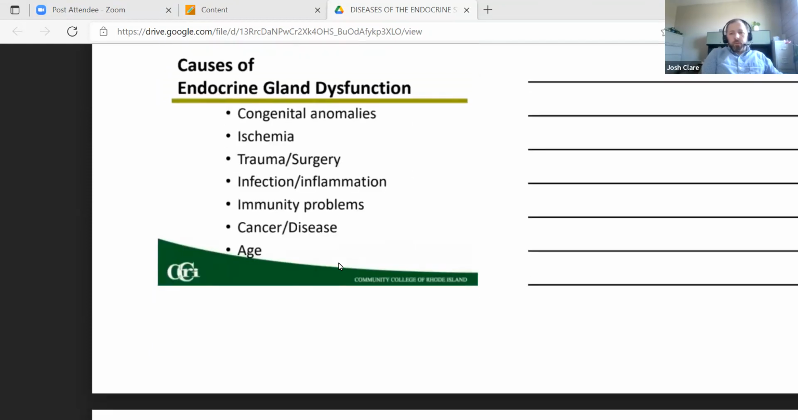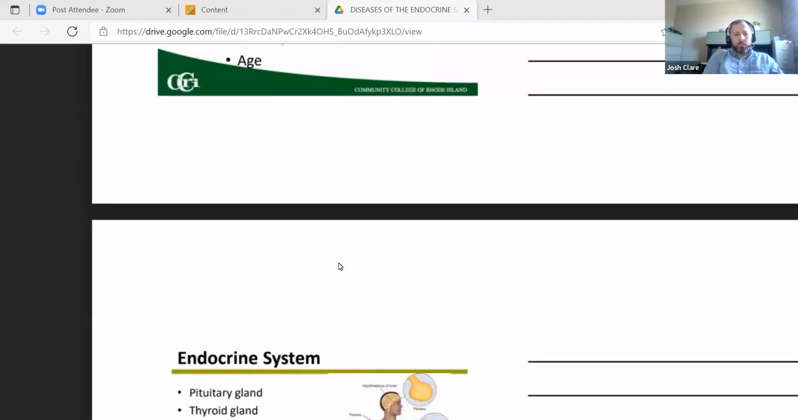And some different problems that could arise. Congenital. What does that mean, Christine? Congenital anomalies means you're born with it. So baby, we're born with it. Ischemia, decreased blood supply, some sort of trauma or surgery, infection, inflammation, immunity, cancer, and with age, things change as well.